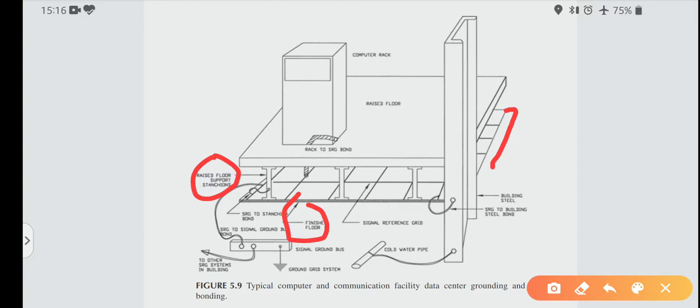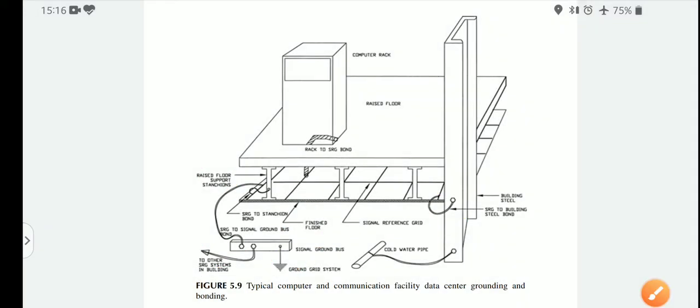These are the various connections from the SRG to the ground. All the areas are connected: the SRG to the building steel, these to the other SRG at ground level. These are the common reference, which means the signal ground bus, and this is the ground grid system.